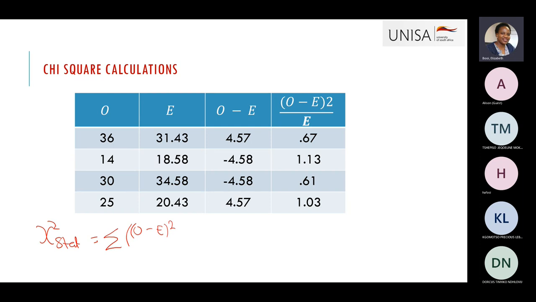Actually, I don't have to put it in bracket. Divide by the expected. Now, since this is the formula and it says the sum means total, adding up, right? Adding up. It means I can come here at the bottom and create a total column. These are my observed values and these are my expected values.